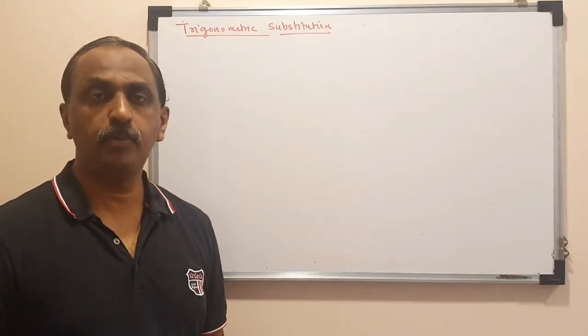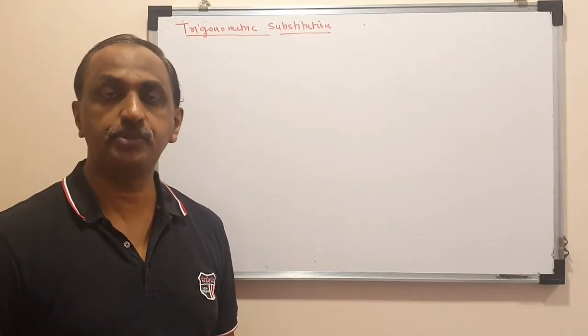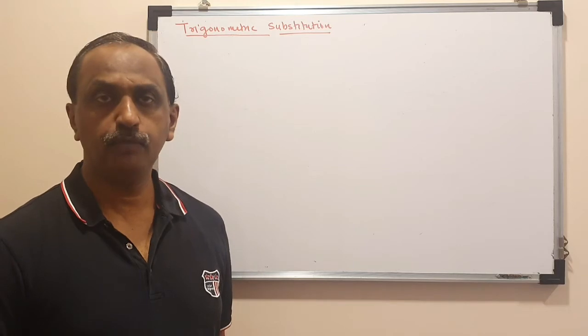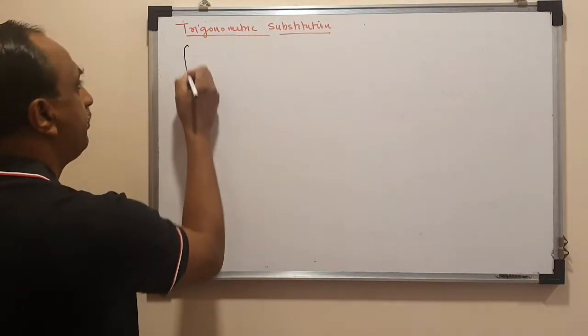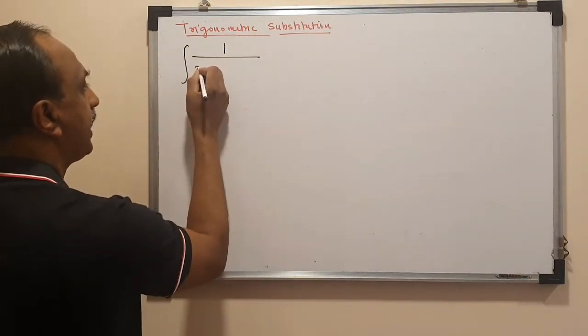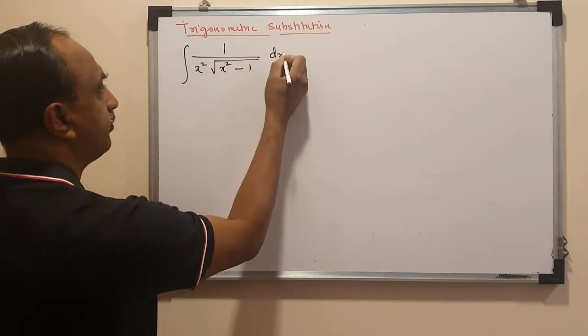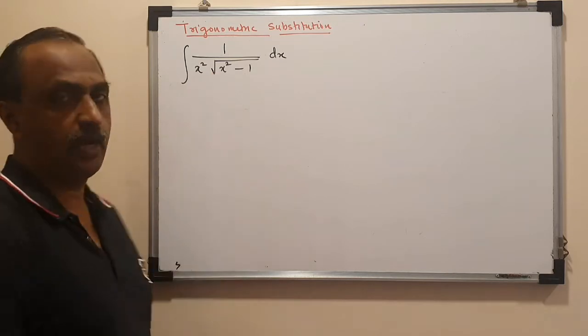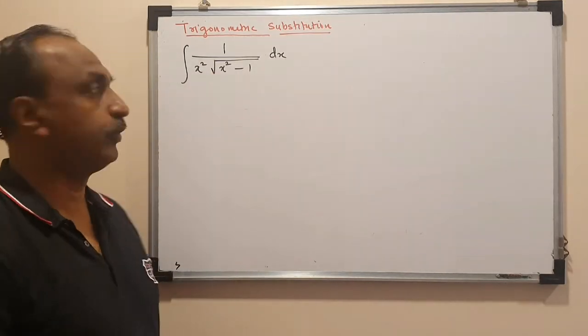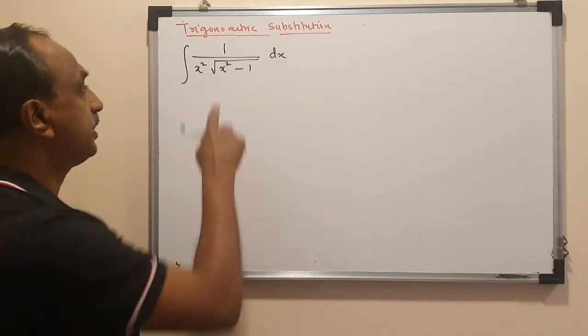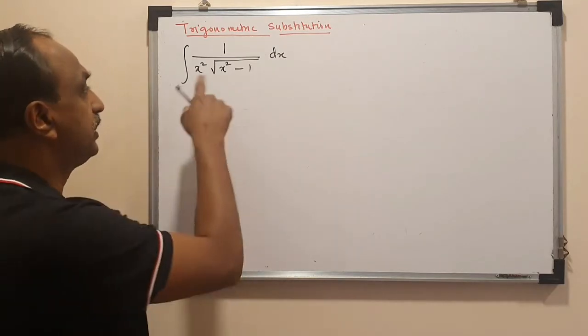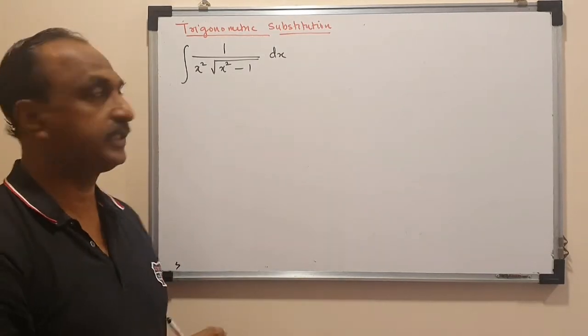In this category of problems, we shall use trigonometric substitution to solve the problem. For example, imagine I have the integral 1 upon x square root of x square minus 1 dx. Now, you cannot apply any method that you have learned before to do this problem. The reason behind it is that the derivative of x square minus 1 is not present.